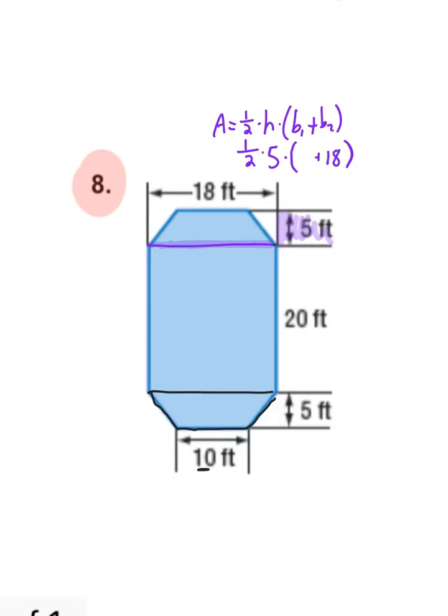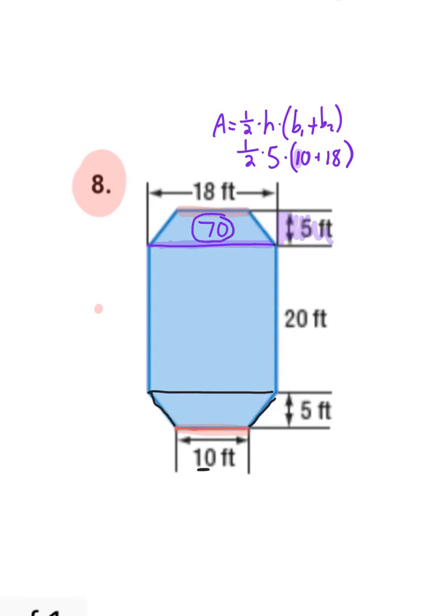Now base 1, I'll put on a red highlighter here. Make it a little wider. Base 1 here, we actually have to steal from the bottom down here. So base 1 is actually 10. Oops, that's the highlighter. All right, so now we find that area. So half times 5 times 10 plus 18, and that equals 70. So just this trapezoid is 70.